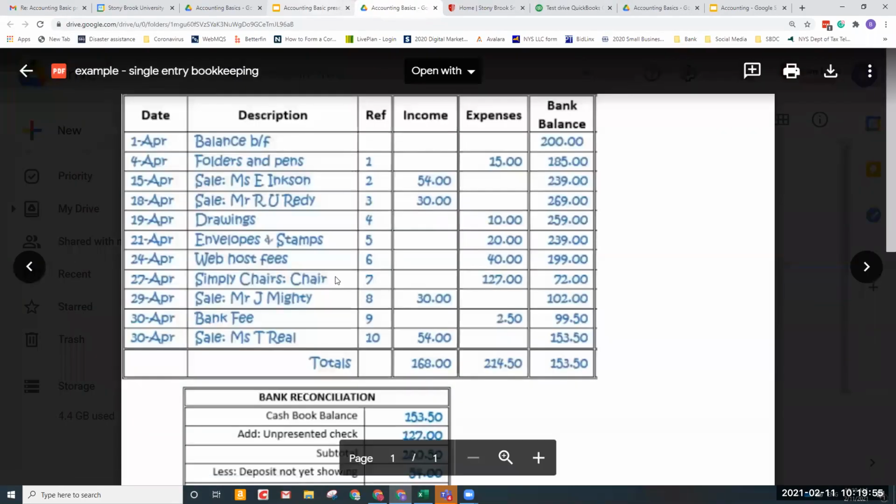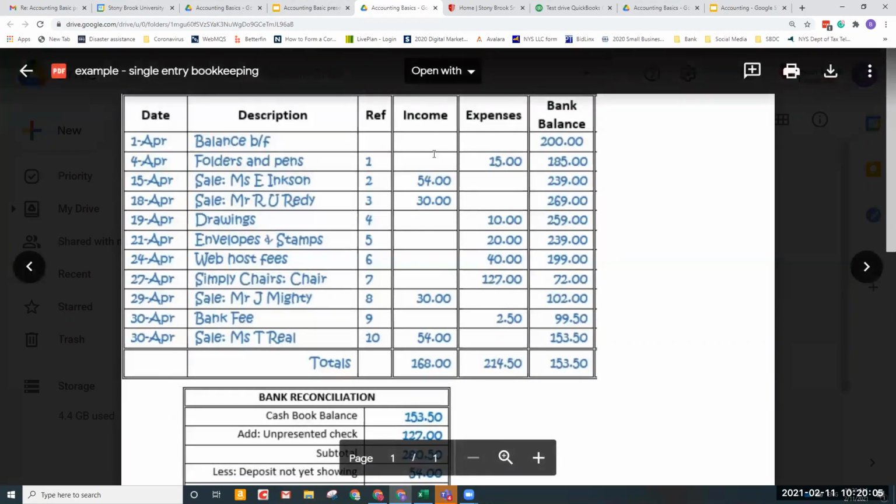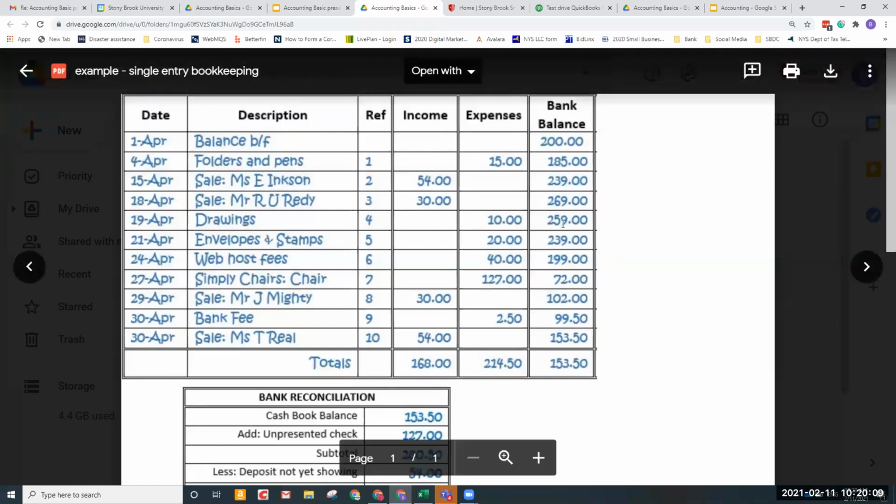So in this single entry bookkeeping, you have a list of the date, the details of each transaction, the dollar amount, either an income or expense, and also the impact of these transactions to your bank balance.